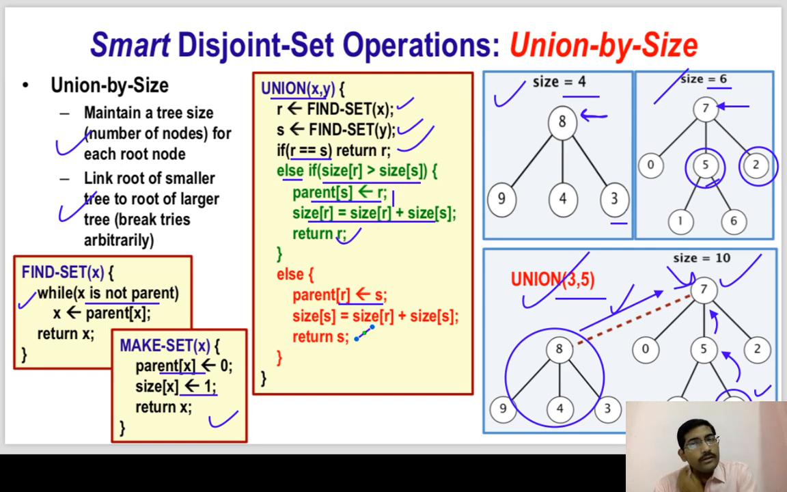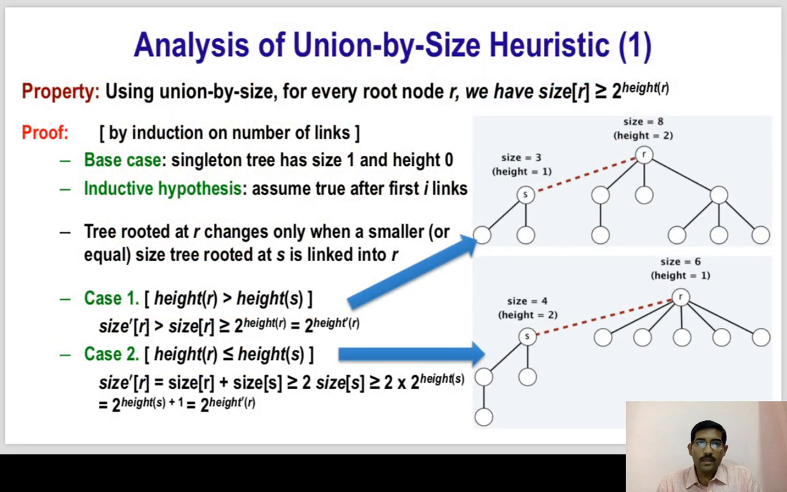Now, what do we gain by that? One of the facts that we gain is as follows. First of all, if we try to analyze what happens in the find set operation, we need to analyze the maximum depth, or the height, of this tree structure that we are building through union. So here is a property. Using union by size, for every root node R, we have size of R at least 2 to the power height of R.